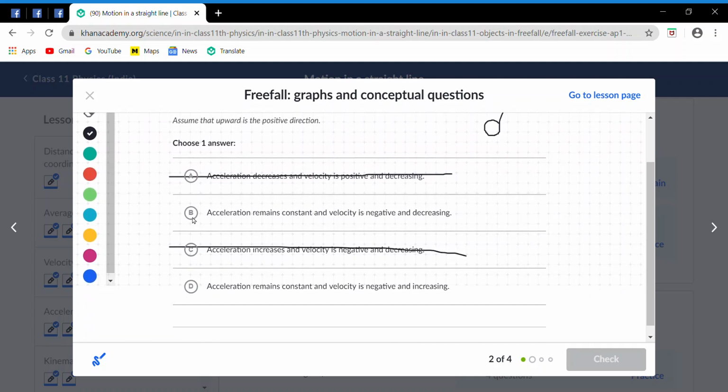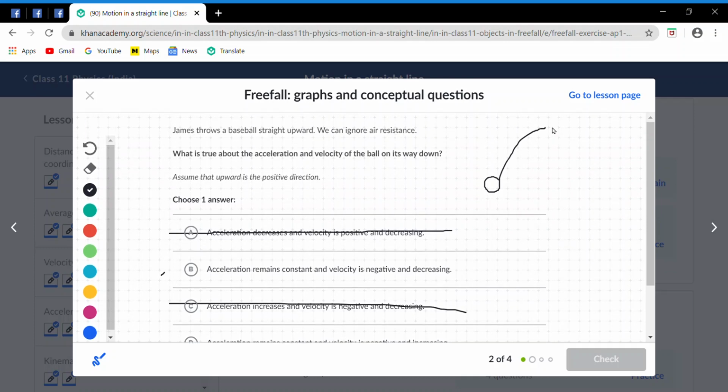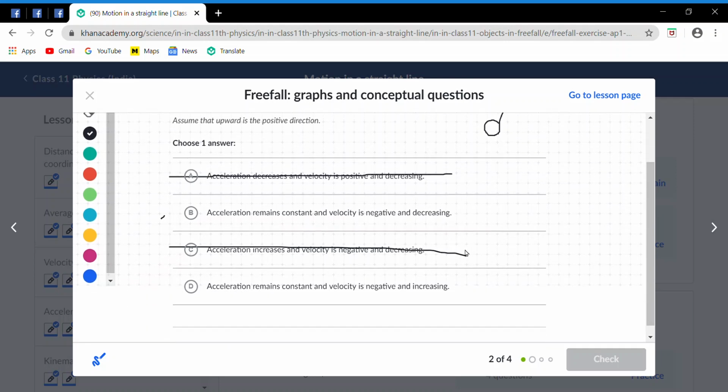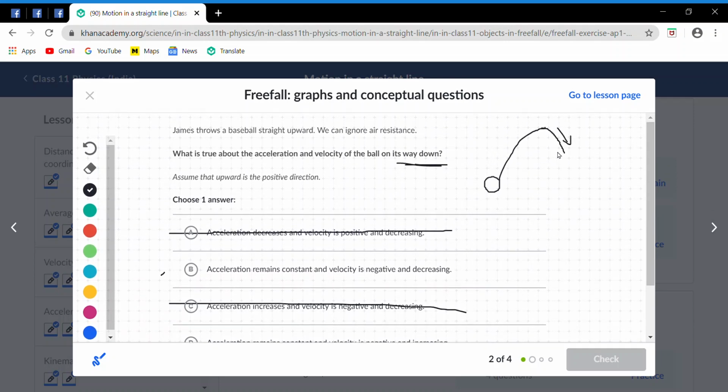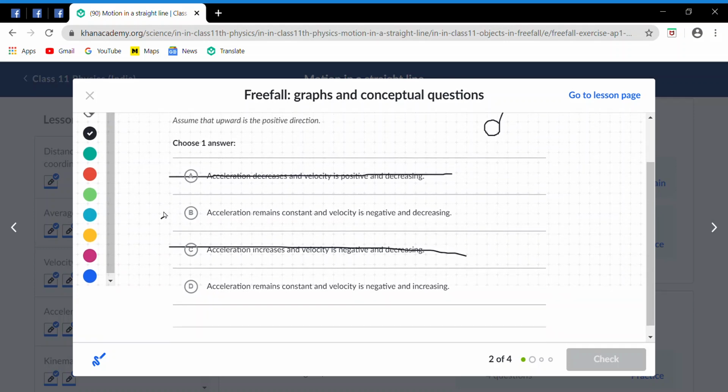Let's see what B says. B says acceleration remains constant and velocity is negative and decreasing. When it's on its way down, so it's starting to fall down, its velocity is decreasing and its acceleration is also helping it to decrease more. It's negative and also decreasing, and we are okay with this.